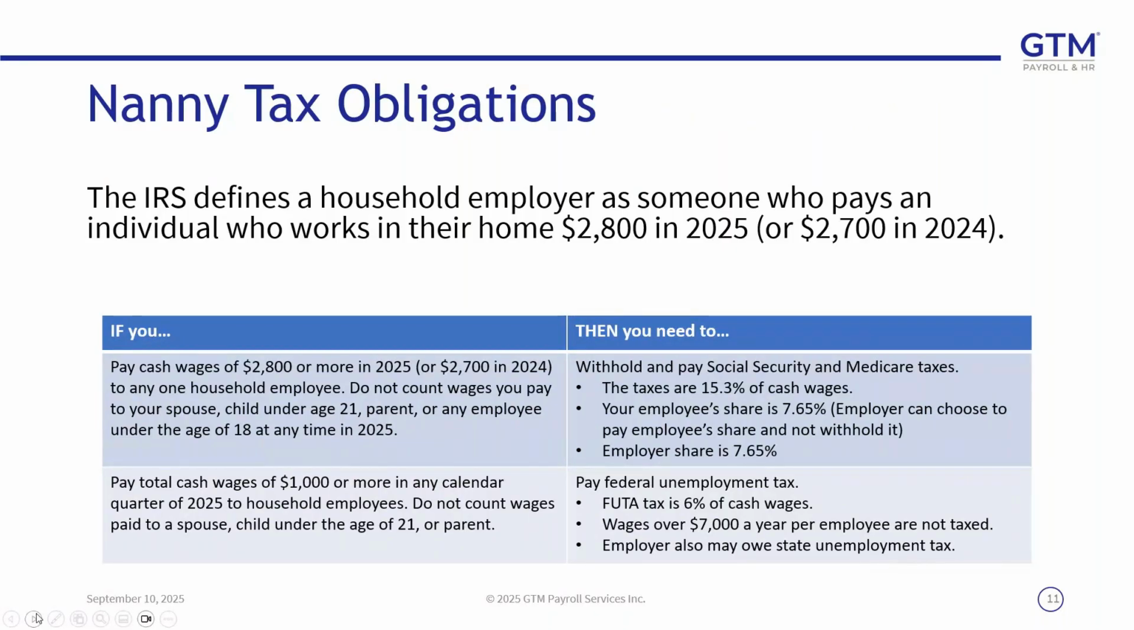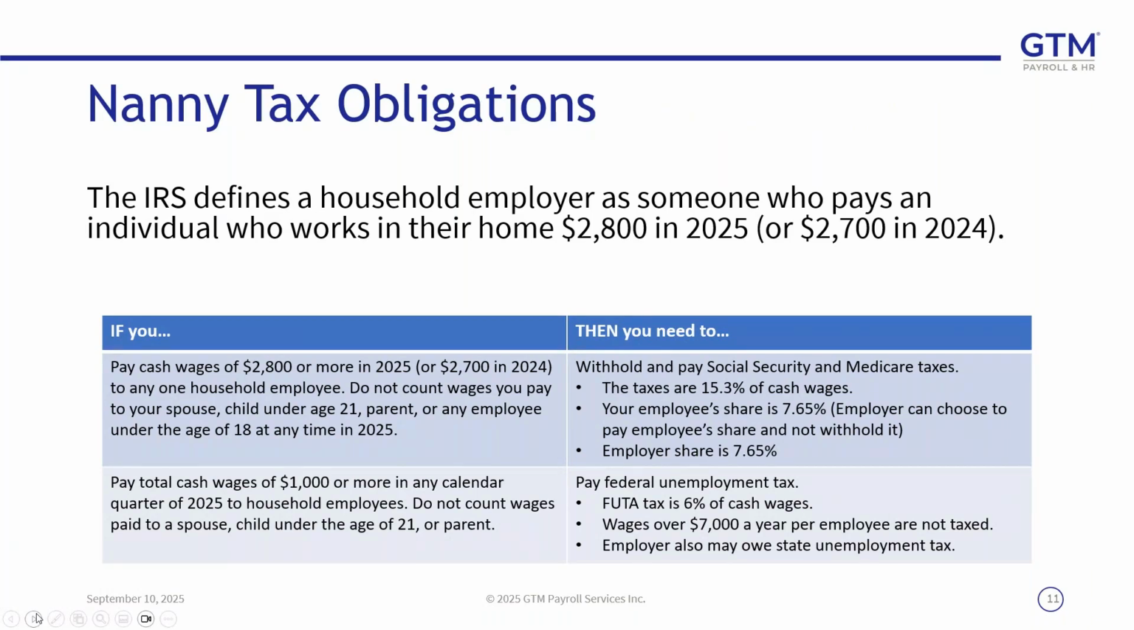Keep in mind that taxes paid to cover an employee's share of FICA must be included in their wages for income tax purposes. They aren't counted as Social Security and Medicare wages or as federal unemployment wages. You can report the Social Security and Medicare taxes paid in boxes 4 and 6 of the employee's W-2 form and add the taxes to the employee's wages reported in box 1 of the W-2. Make sure not to count wages that are paid to a spouse, a child under the age of 21, a parent, or any employee under the age of 18.